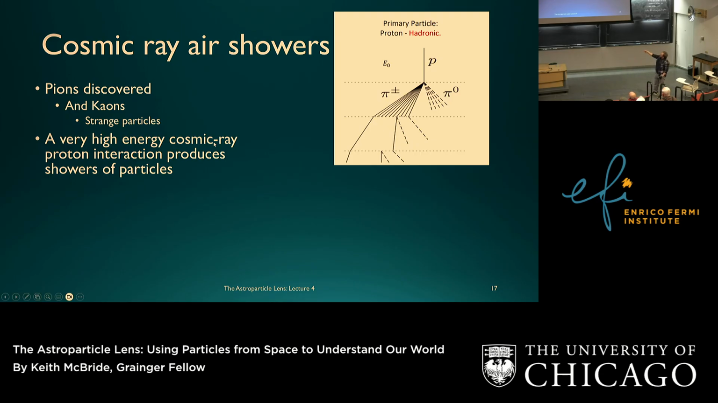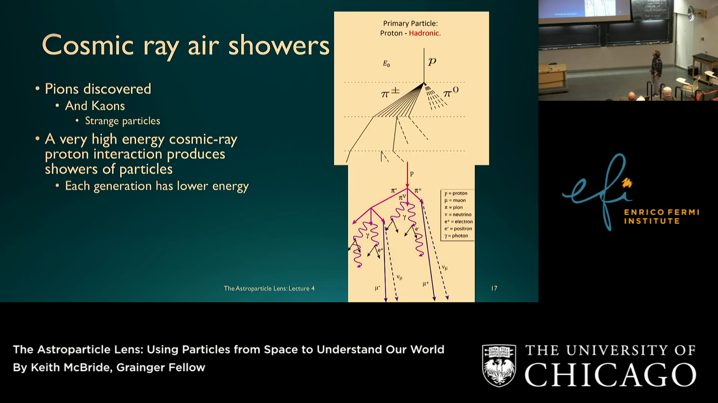is that a very high energy cosmic ray proton interaction produces a shower of particles. So if your cosmic ray comes in, a proton comes in, it, just like the electromagnetic cascade, produces a bunch of other particles in the air, and those particles produce other particles, and this shower generation develops, right? Where each generation has lower energy.